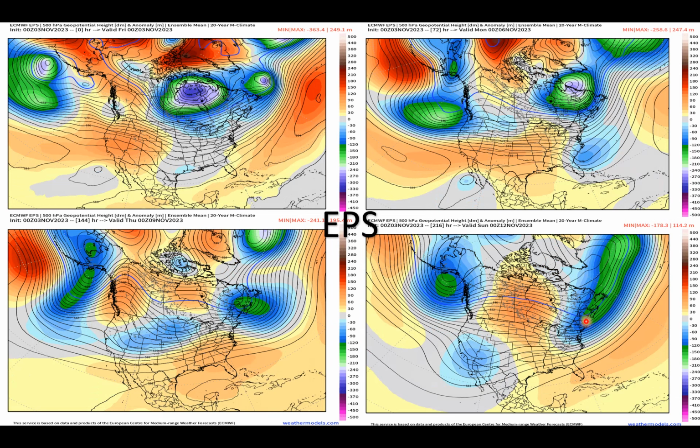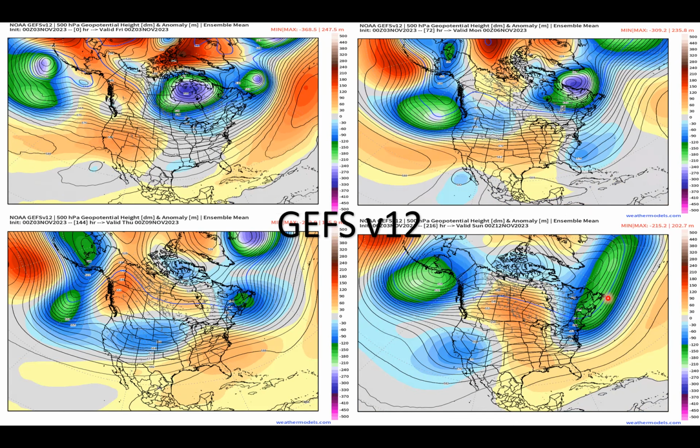On the European, see the elongation of this green coloring, indicative of a potential retrogressing or retrograding trough. And then it's also matching up quite well with the positioning and the intensity with the Jeffs V12. So this could really cool things down across New England and down to the Mid-Atlantic next weekend. We'll have to keep an eye on that.